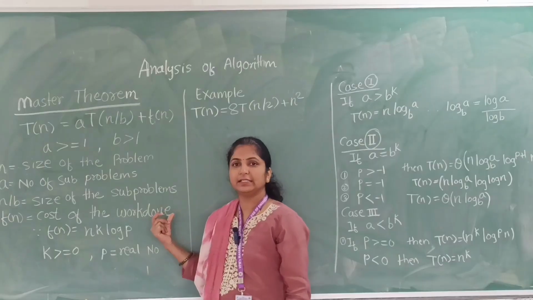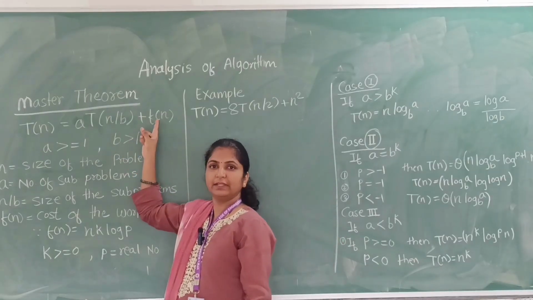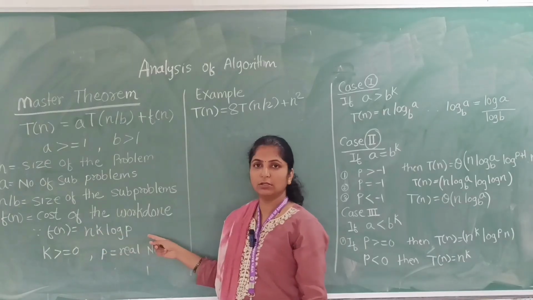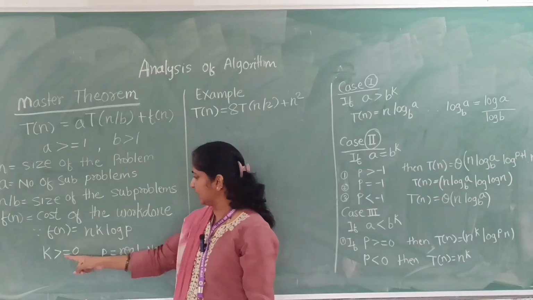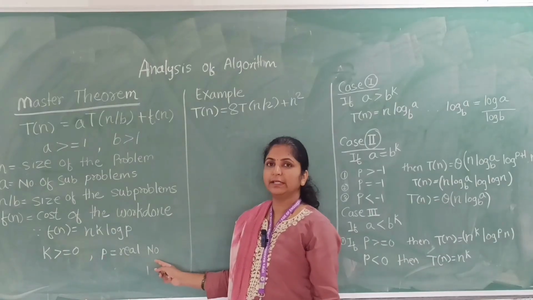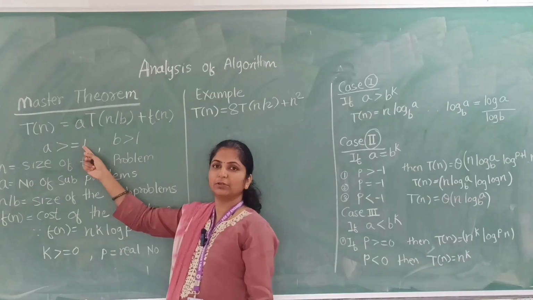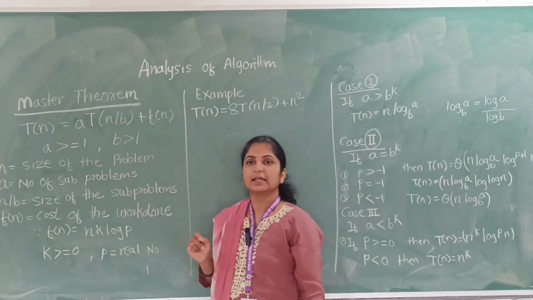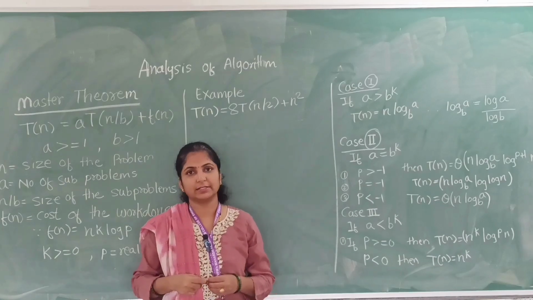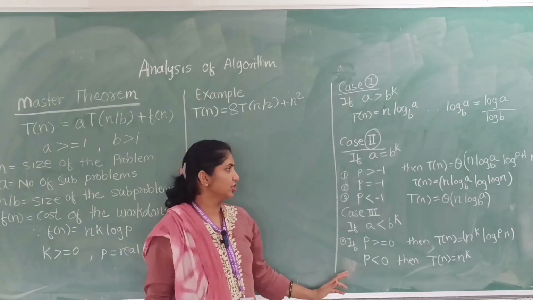done outside the recurrence. Then we compare the given f(n) with the standard form n^k log^p n. Here k is greater than or equal to 0, p is a real number, a is greater than or equal to 1, and b is greater than 1. Now there are some cases we study while applying the master theorem. We have to consider these three cases.